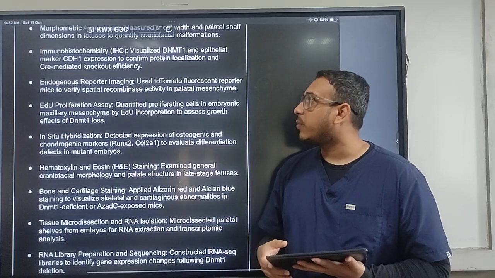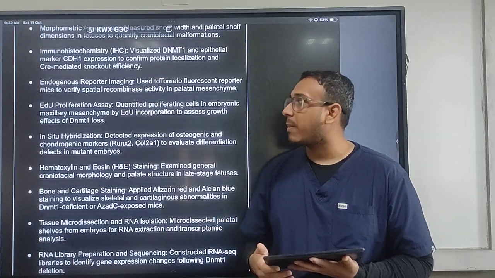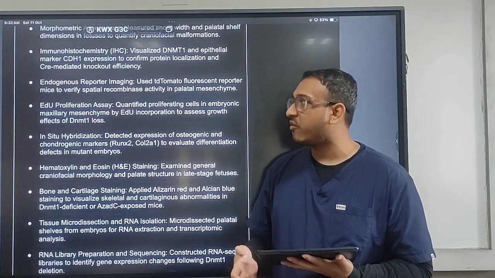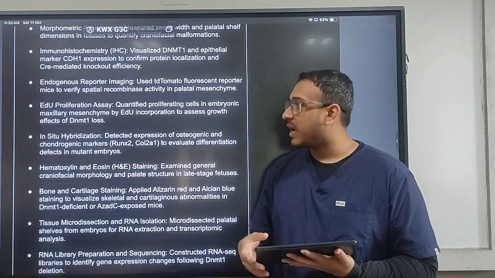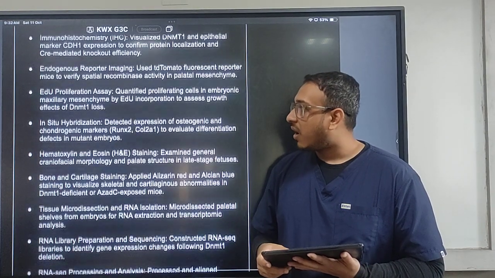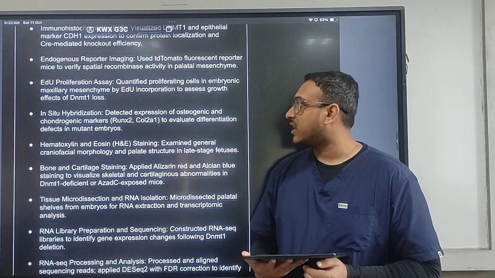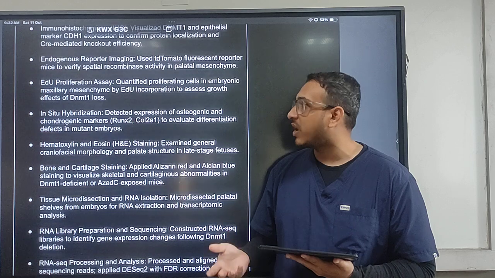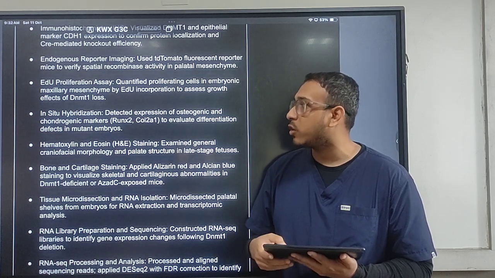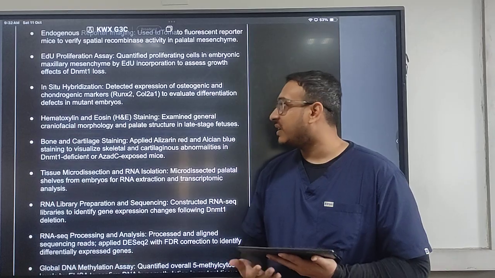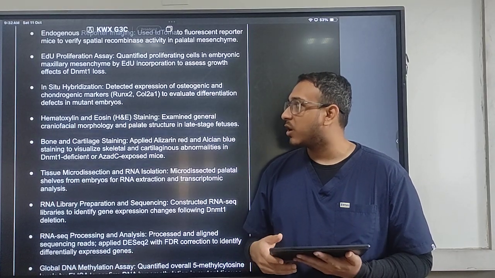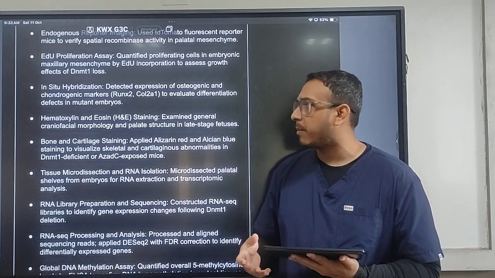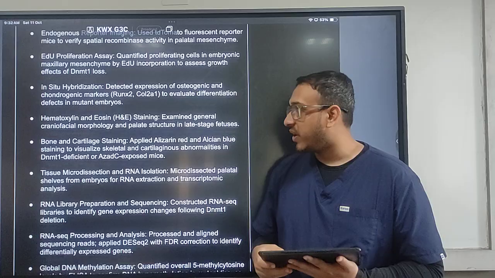Then they quantified proliferating cells in embryonic maxillary mesenchyme by EdU incorporation to assess the growth effects of DNMT1 loss. Then they detected expression of osteogenic and chondrogenic markers to evaluate differentiation defects in the mutant embryos. The H&E staining they did for general examination of craniofacial morphology, palate and palate structure in late stage fetuses.